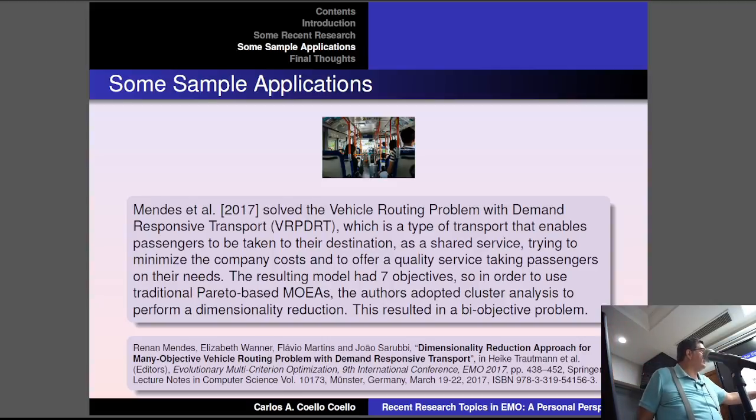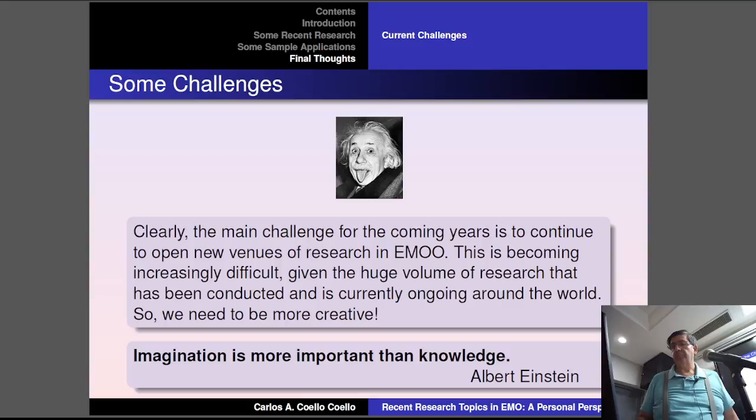So in this model, they had seven objectives, and they used dimensionality reduction to transform this into a low dimensionality problem with few objectives. And as far as I remember, they produced very good results for this problem.